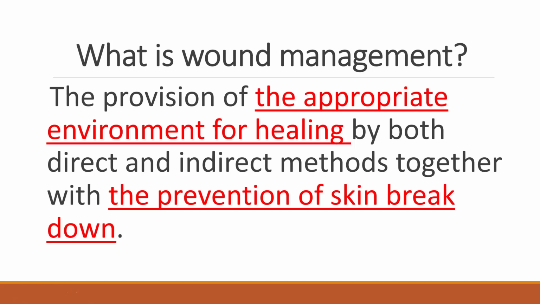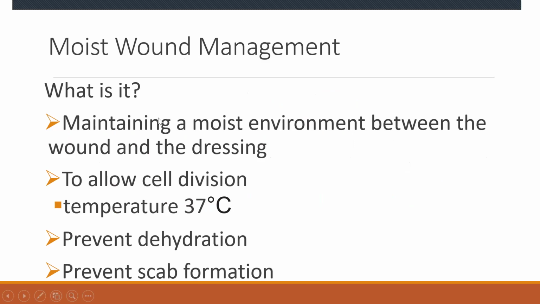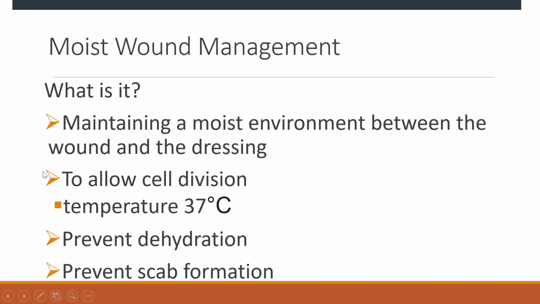So for wound treatment, the most important point in the modern way of treating a wound is to provide an environment for healing, that is, how you provide a good environment so that your wound can heal. So what is an appropriate environment for healing? The first is we have to maintain a moist environment between the wound and the dressing. Moisture is very important in wound care, because the moisture will allow the cell division.